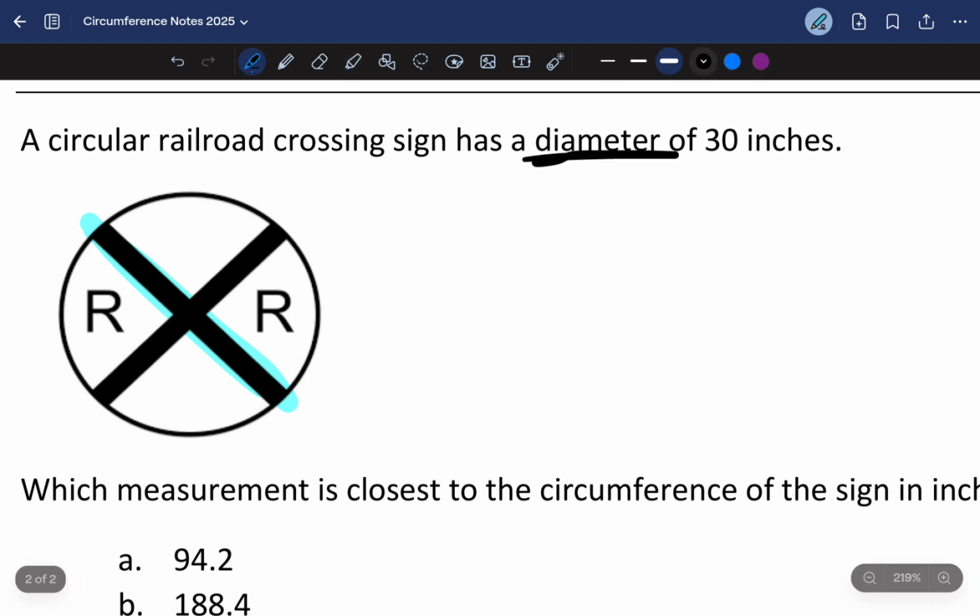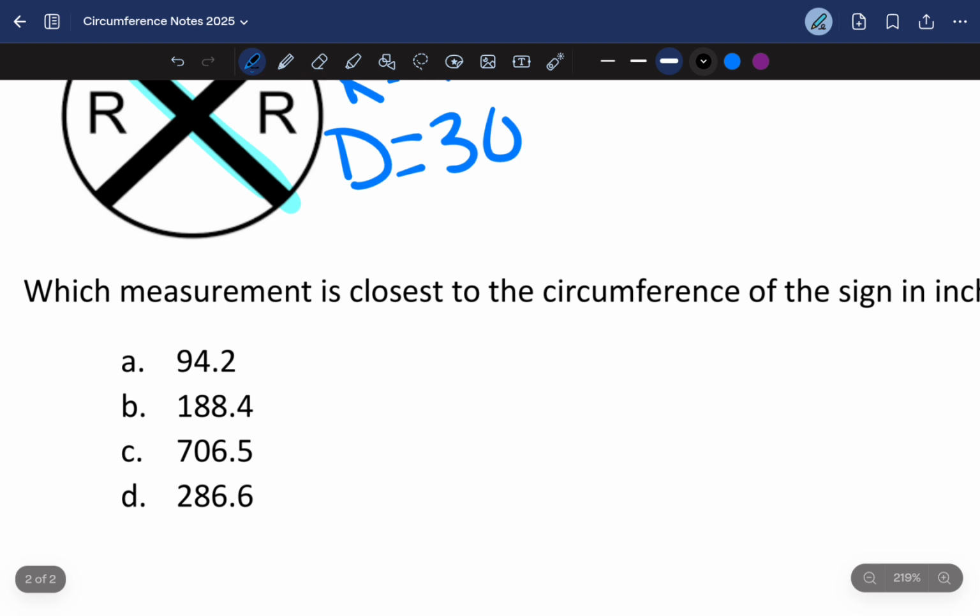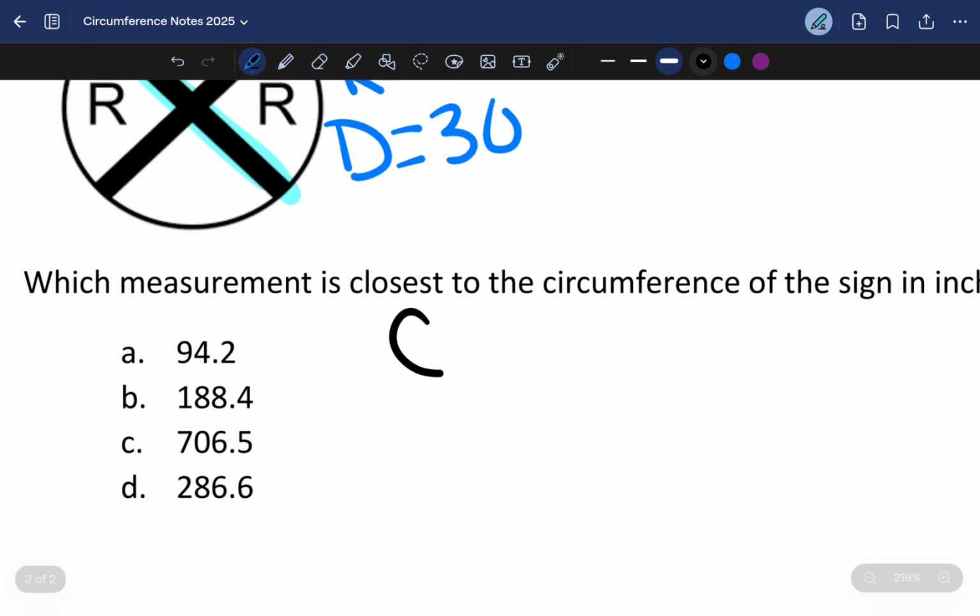Now we're just going to label this diameter, obviously. So we know we need to use our diameter formula. And then we're just going to practice finding the radius and the diameter. It's just good practice. So we know the diameter is 30 inches. To find the radius, you have to divide your diameter by 2. So 30 divided by 2 gives us 15. Now we don't need to use our radius, so we're going to use the formula that involves diameter. So I'm going to write C equals pi d, and remember that means to multiply.